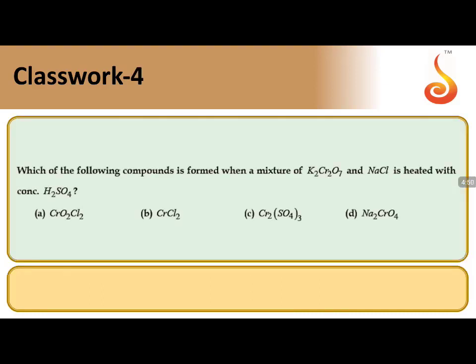Coming to this, which one of the following compounds is formed when the mixture of K2Cr2O7 and NaCl is heated with concentrated H2SO4? Which one of the following is formed when a mixture of K2Cr2O7 and NaCl is heated? Let us see this particular question now.